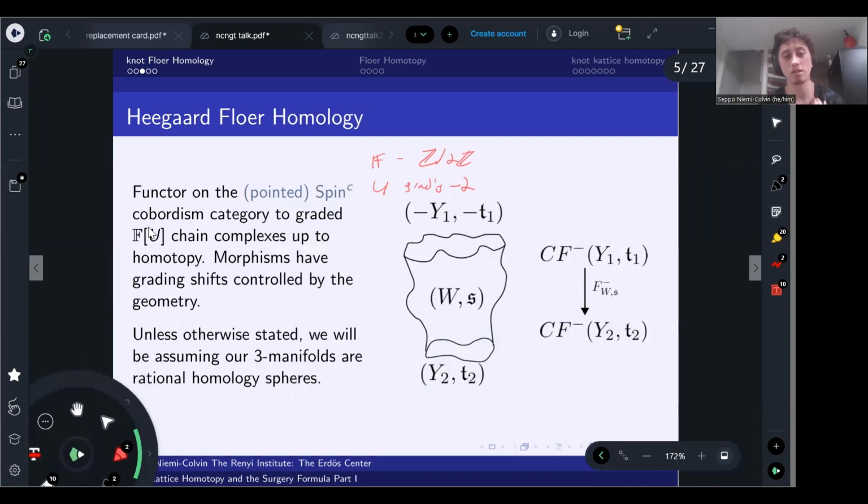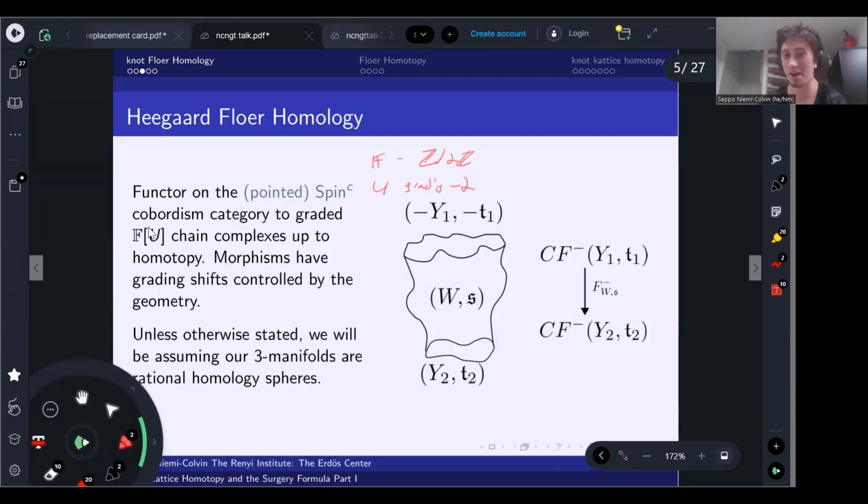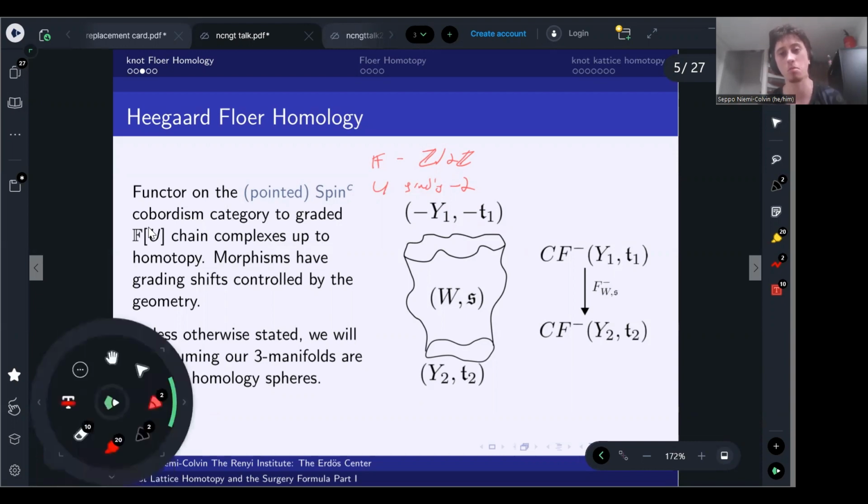I'll sometimes re-mention this for emphasis, but unless otherwise stated, and we're really not going to otherwise state, in this context, I am going to be assuming that our three-manifolds are rational homology spheres. It's needed for certain grading stuff to work out. And in this context, morphisms have grading shifts controlled by the geometry. So if you want to control the geometry you're going to allow, you then get controls on what grading shifts these morphisms can have.